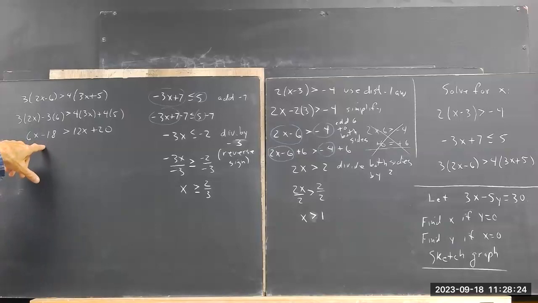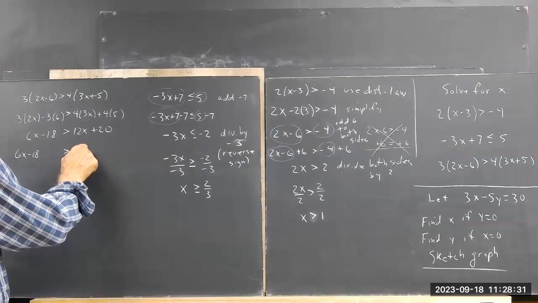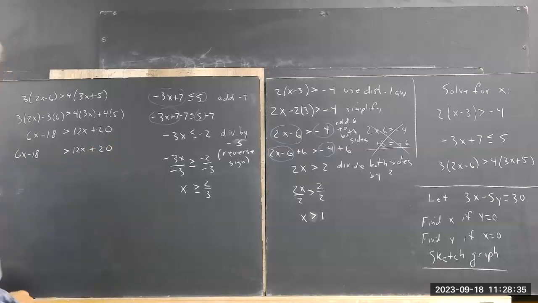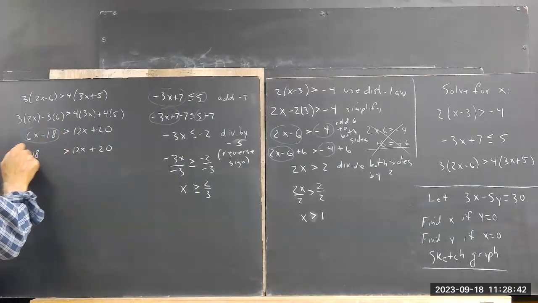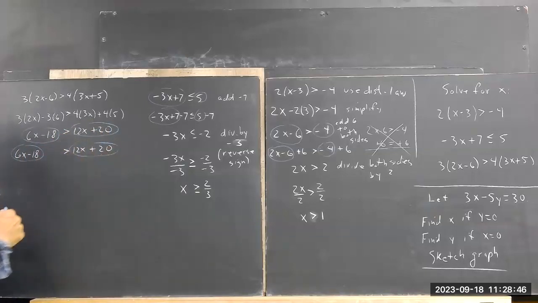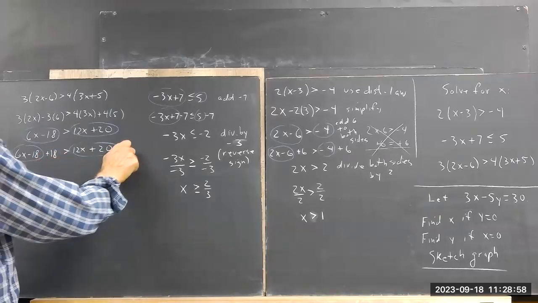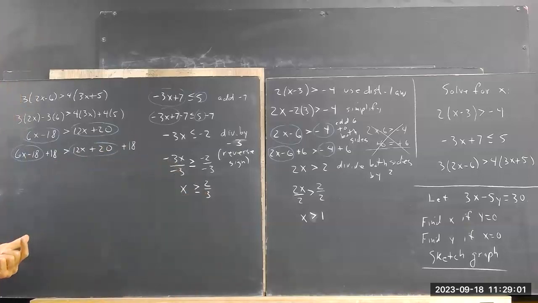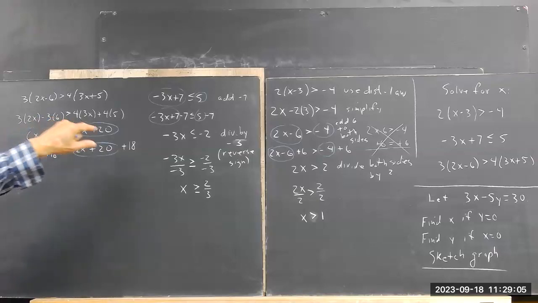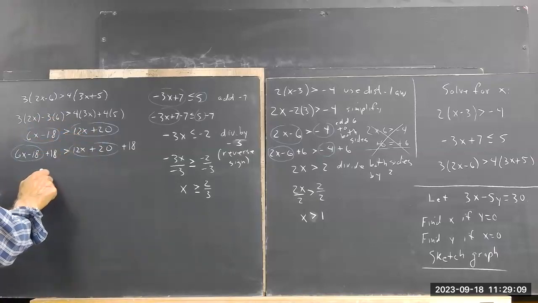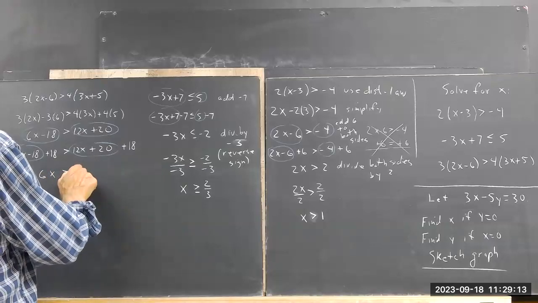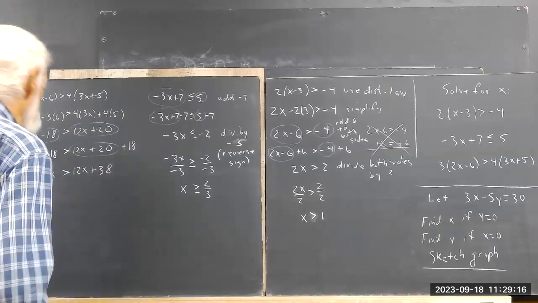Okay, well, we proceed to get our numbers on the right side. So we write out 6x minus 18. We write out 12x plus 20. And again, I'm going to use the blue chalk circle. Circle what's in this step. At this stage, this line is exactly the same as this one. Now, if I add 18 to this side and add 18 to this side, they're still equal. Because if this is equal to this, then 18 more than this is equal to 18 more than this. Okay, this gives us 6x greater than 12x plus 38.